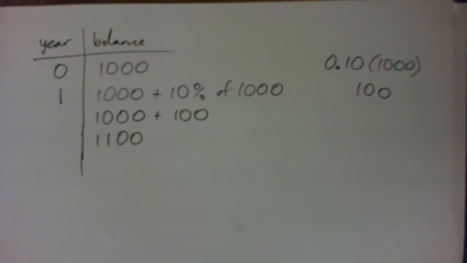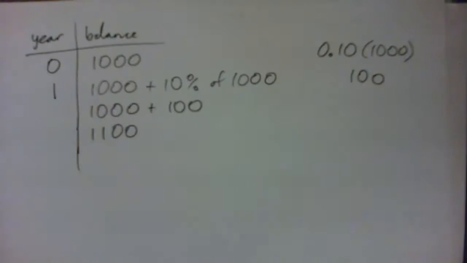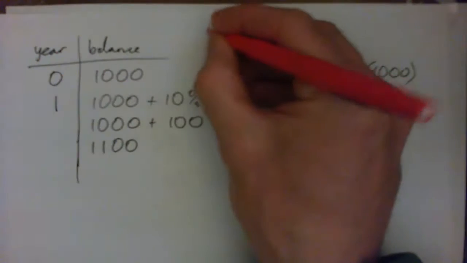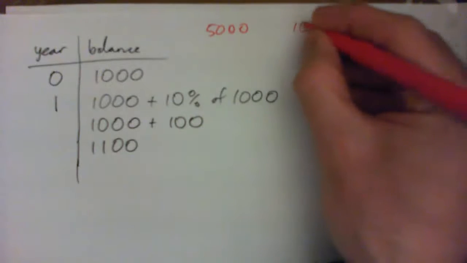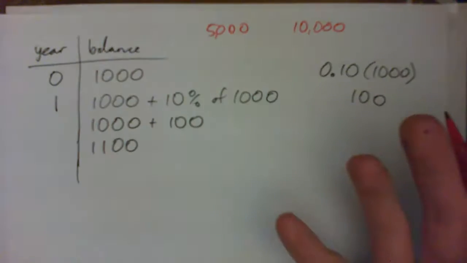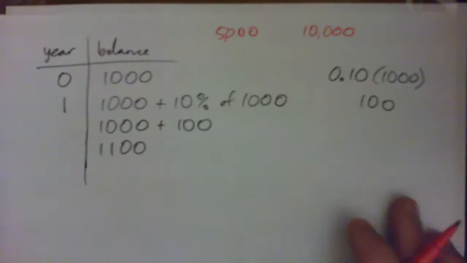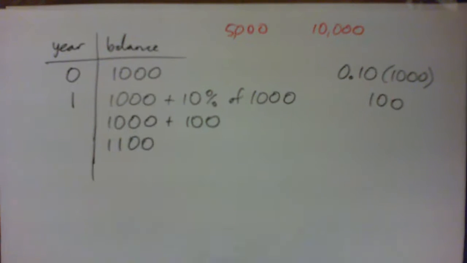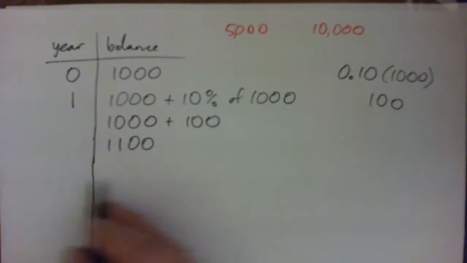Where did 1,000 come from, everybody? I just made it up. And you guys can make up anything you want. You could make up 5,000, you could make up 10,000, I don't care. But don't be afraid to make up numbers. In fact, you should. There's a lot of times in life where you need to, because you don't know exactly what it's going to be. But anyway.